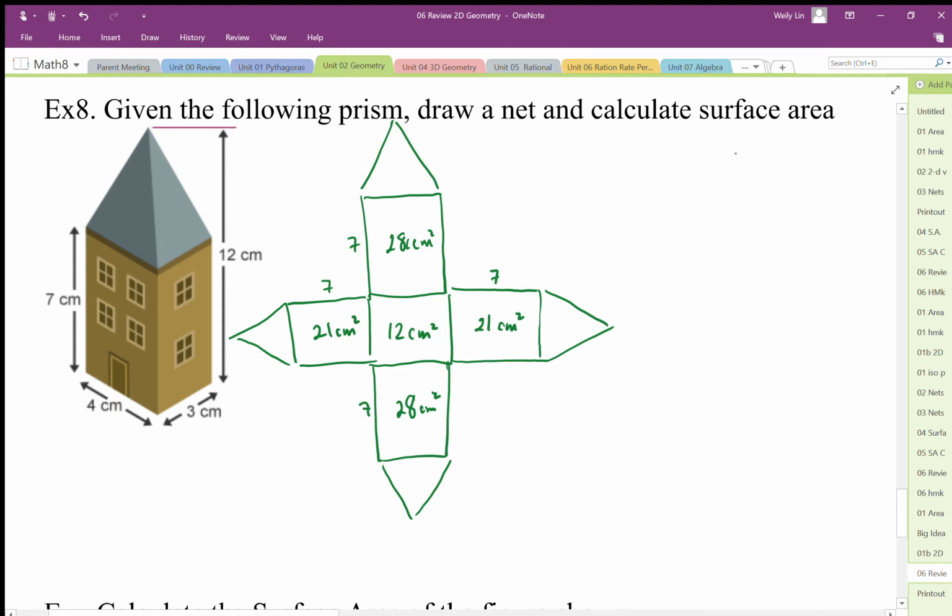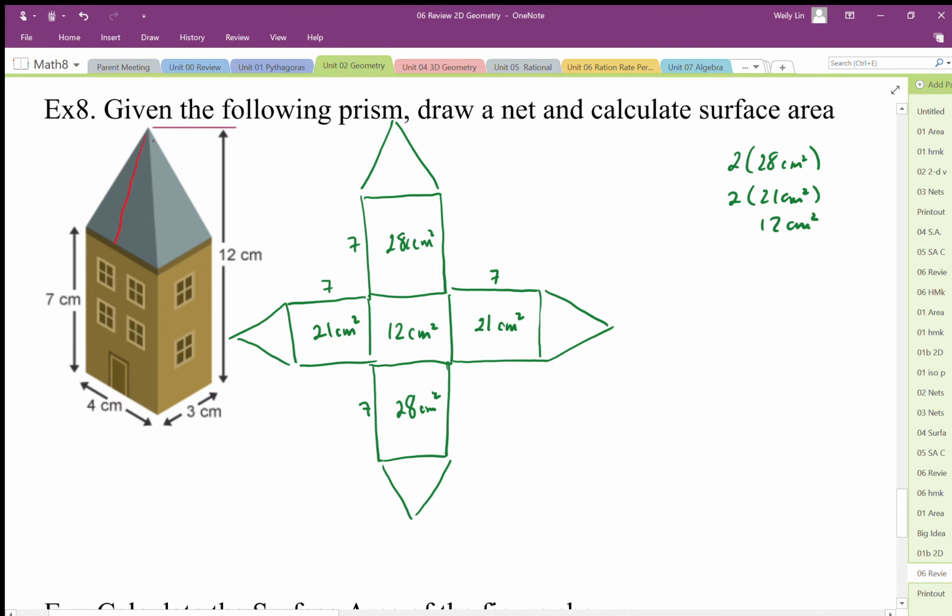I'm going to just make sure that I've kept track of that. And then I have 12 centimeters squared. Okay, so those are all the rectangular pieces. I'm just going to use color to help me out here. So I have 2 triangles, and they are 2 different triangles, so we have to be careful. And we have to figure out what is the surface of that.